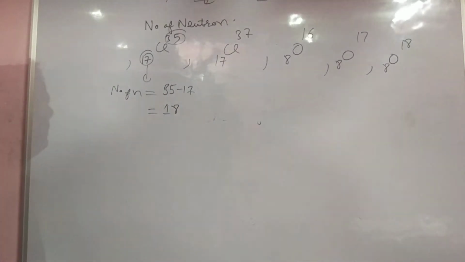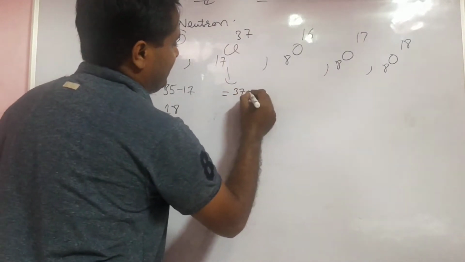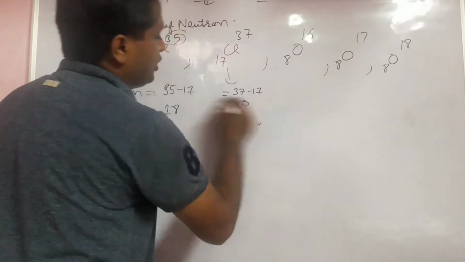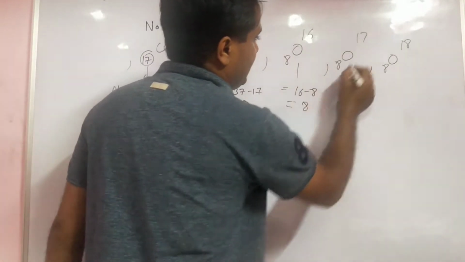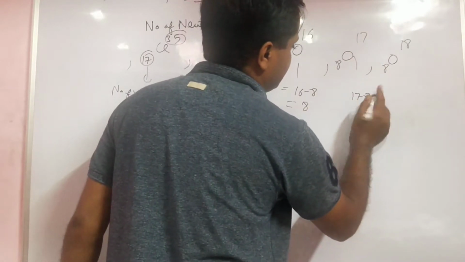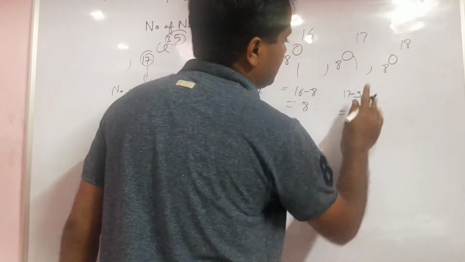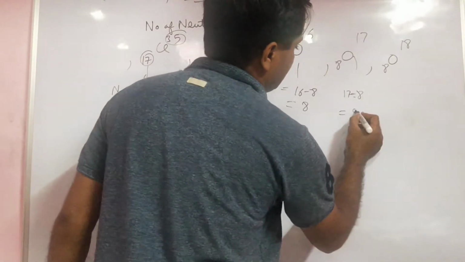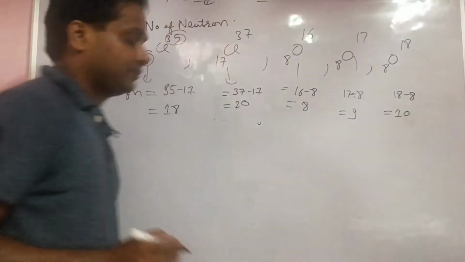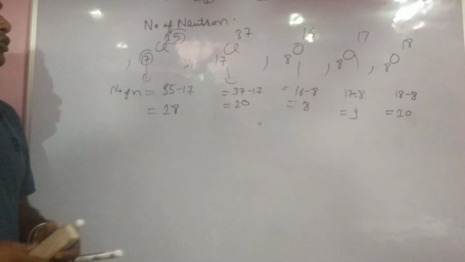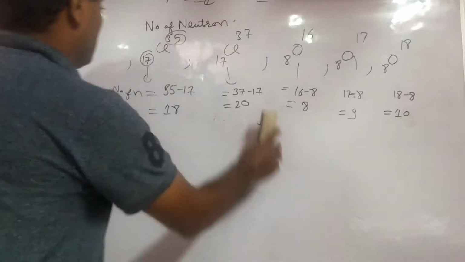It will come 18. Yes, see there. Next, 37 minus 17, that was a 20. This is a 16 minus 8, that was a 8. This was a 17 minus 8, that was a 9. And this is the 18 minus 8, 10. So this is the way to find out the number of neutrons. Yes, now come on the next topic.